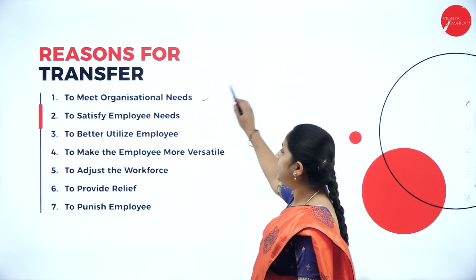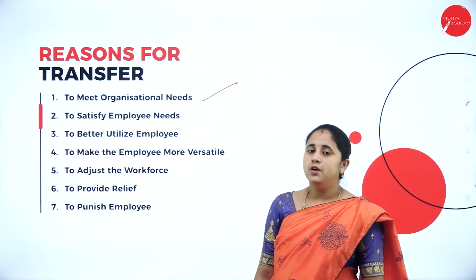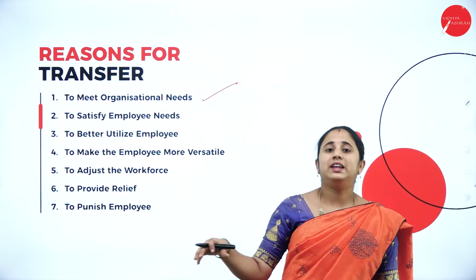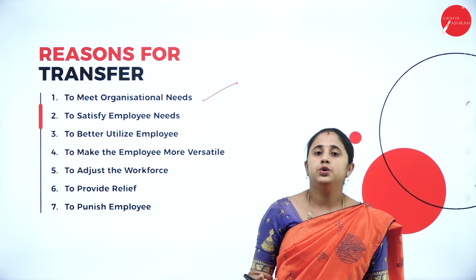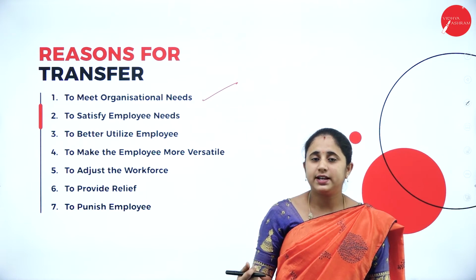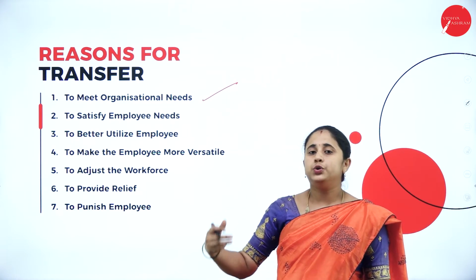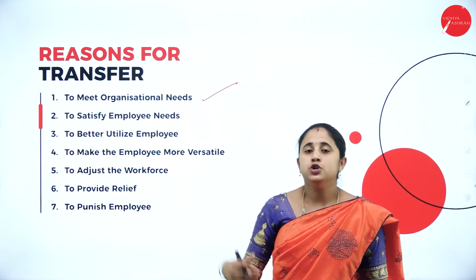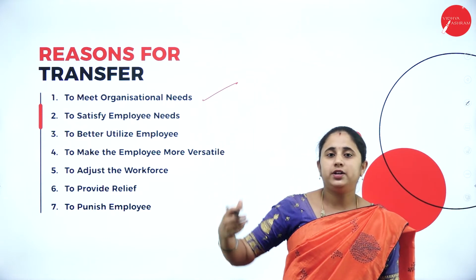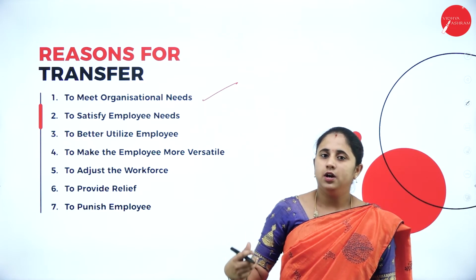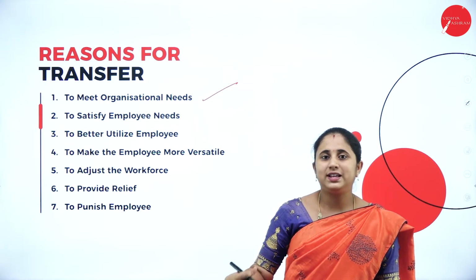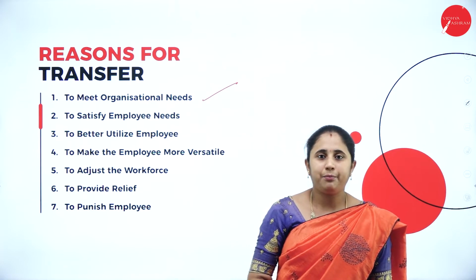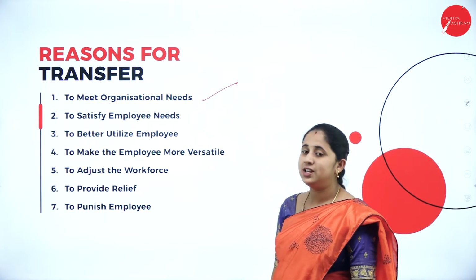First one is to meet the organizational need. For example, you have 3 branches. In order to utilize the individual skills and knowledge at a maximum level, you need to transfer your employee in order to fulfill the organizational needs. So branch 1 requires the individual skills. In order to fulfill that need, you are going to transfer your employee. So that is organizational needs.